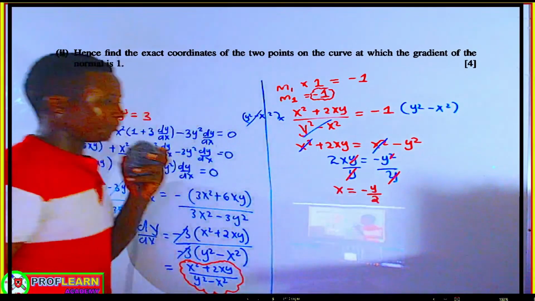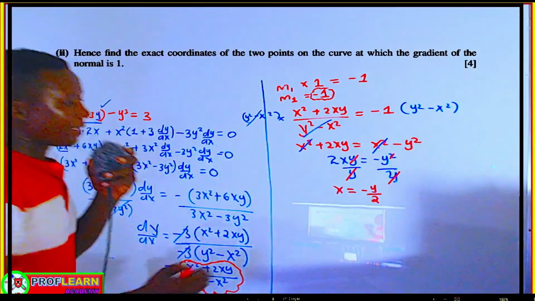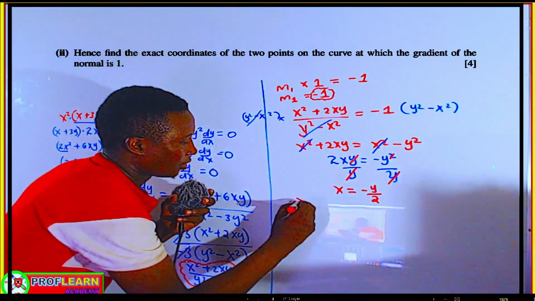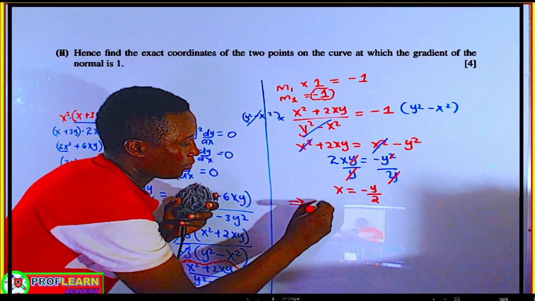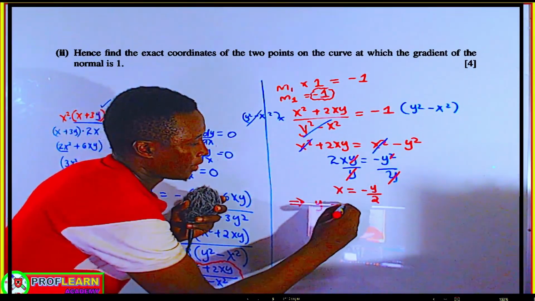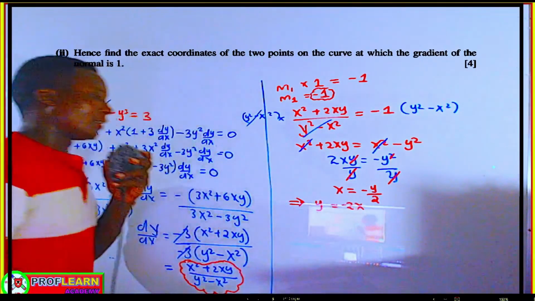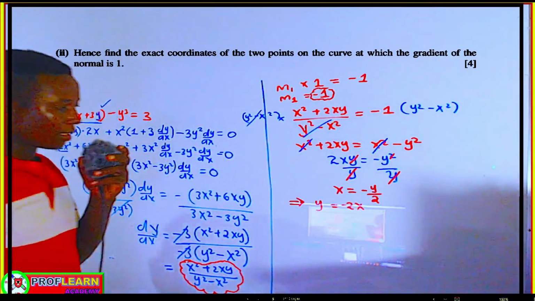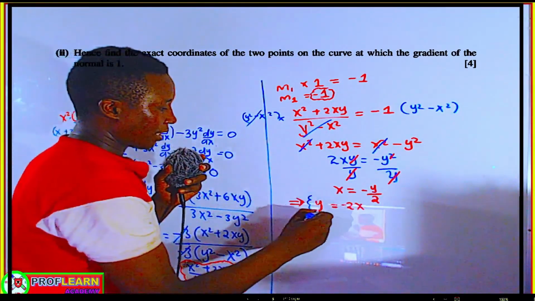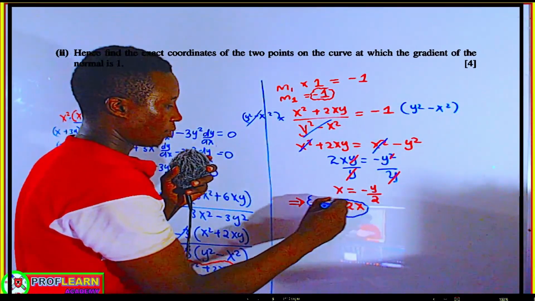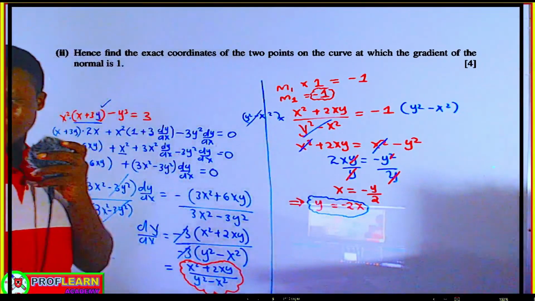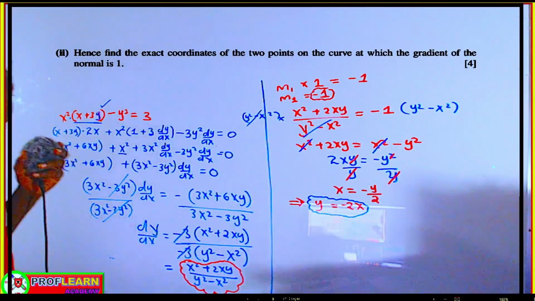I would like to write this equation in terms of y. We can also say y is equal to -2x. I would like it to be cleaner like that, so that I don't have to have fractions which are going to complicate matters a little bit in this question.